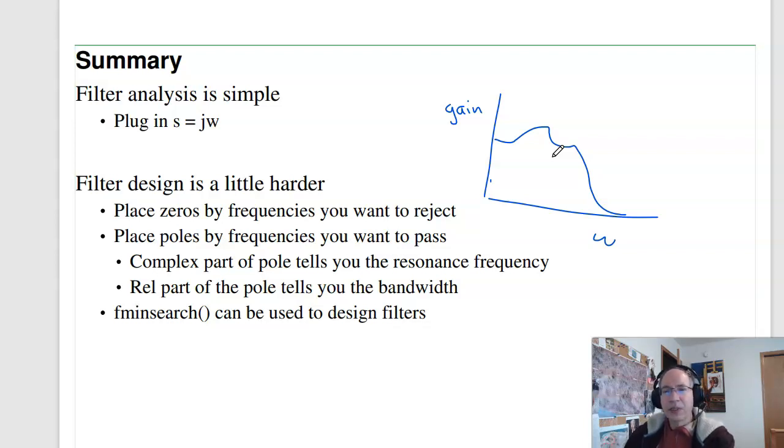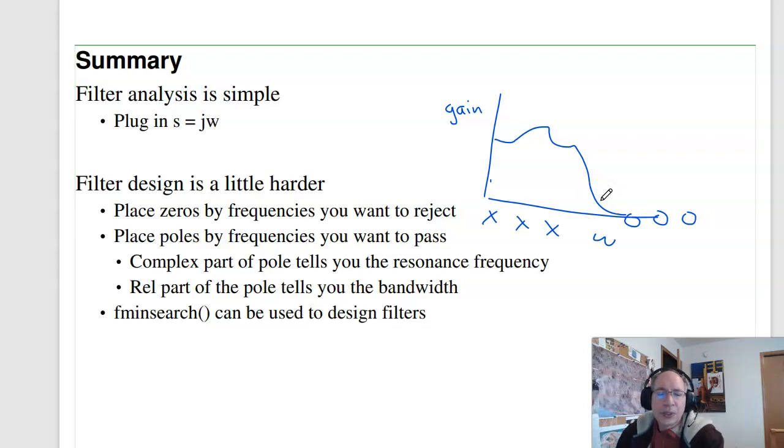In general, I place poles by the frequencies I want to pass. I place zeros by the frequencies I want to reject. And here we haven't been using zeros because we don't have the circuits that do complex zeros, but they do exist. Well, that's the general idea. And you can use fminsearch to optimize these. Shift them around until the gain versus frequency is close to what you want. So that's kind of the idea on filter design.